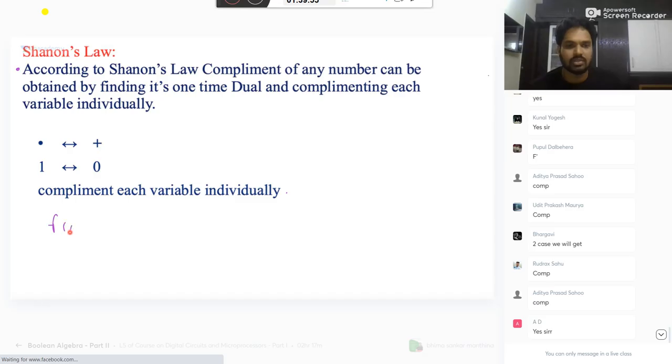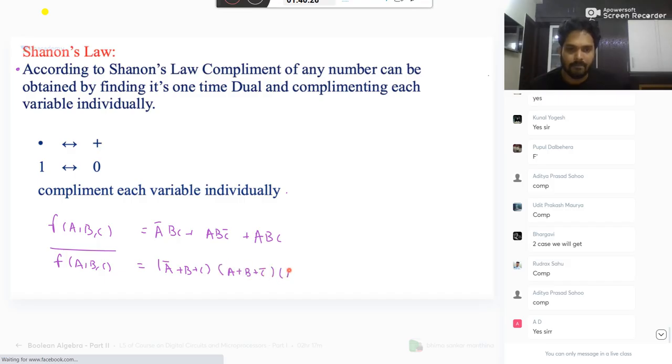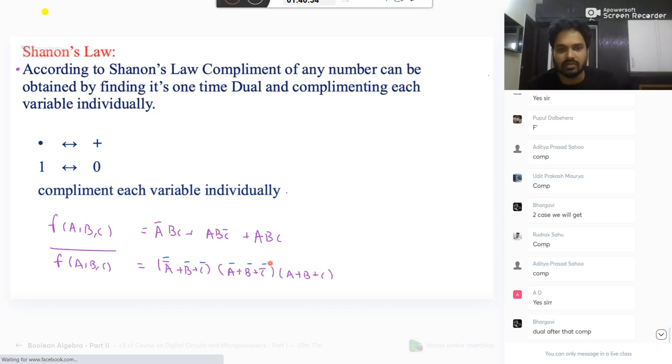You have a function F of ABC equal to A bar BC plus ABC bar plus ABC. This is your function. According to Shannon's law, what is the complement? It is simple. First take the dual, take the dual as it is. Then what to do? Complement every variable here, A, B, C, everything.